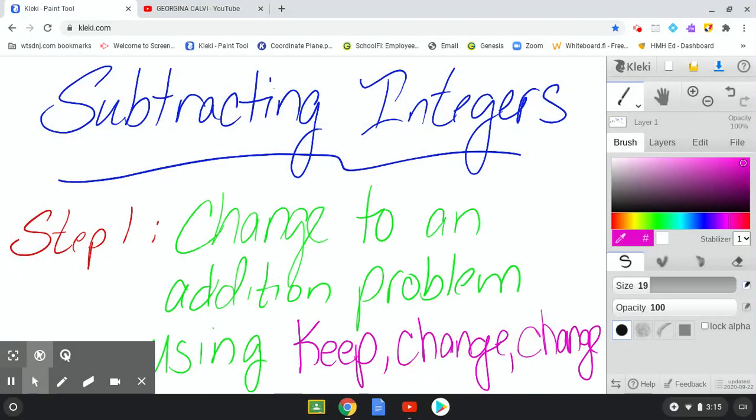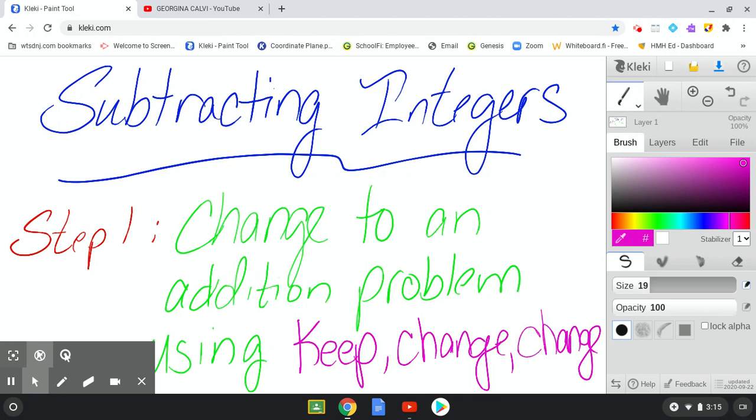Quick review on subtracting integers. So if you notice here, I have step 1 as being change the problem to an addition problem using keep, change, change. Okay, so I'm going to explain what that is. Basically you're going to have a subtraction problem and we are going to change it into an addition problem using something we called keep, change, change.